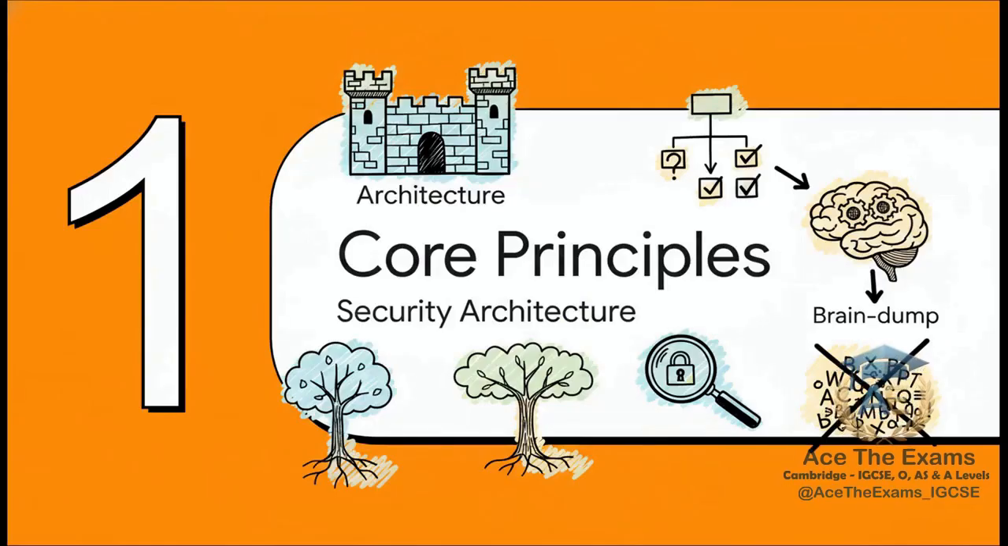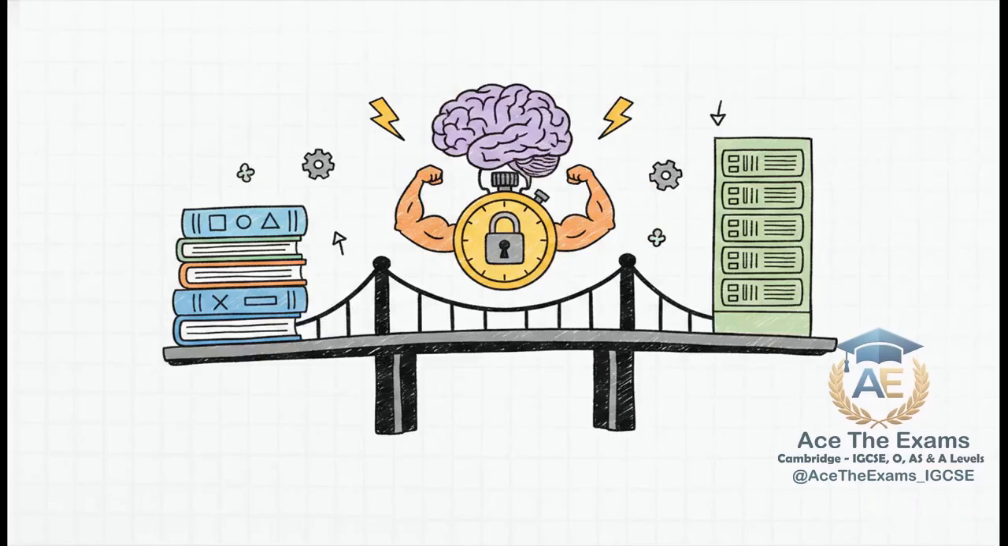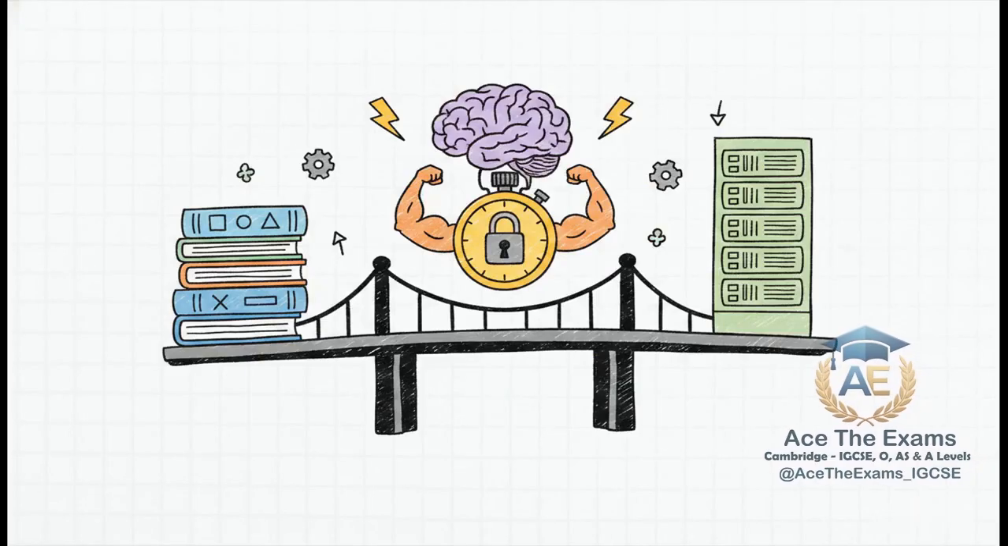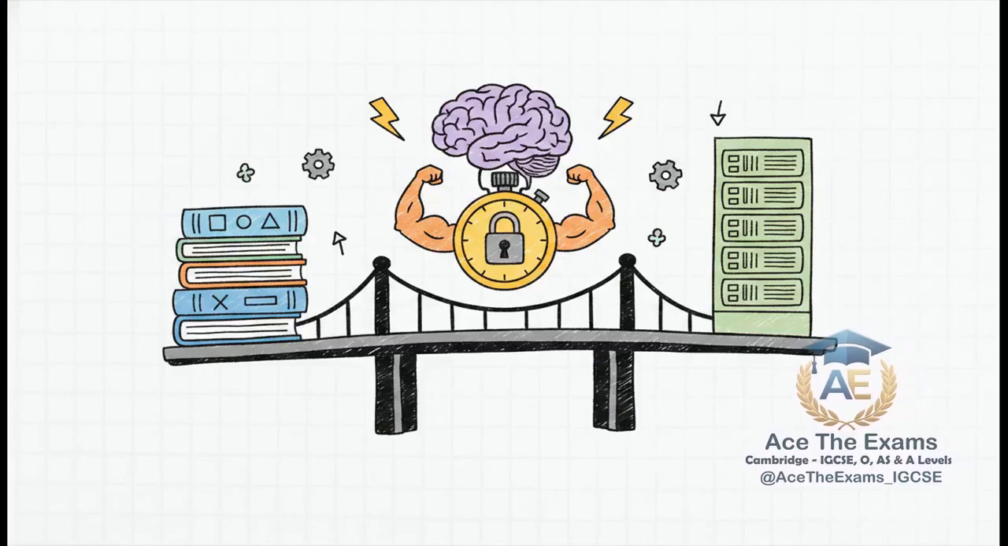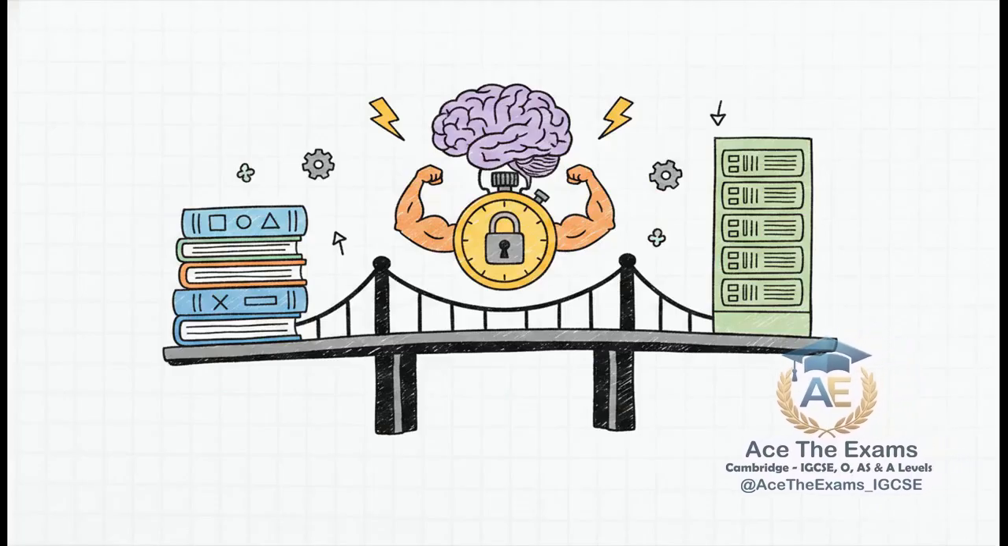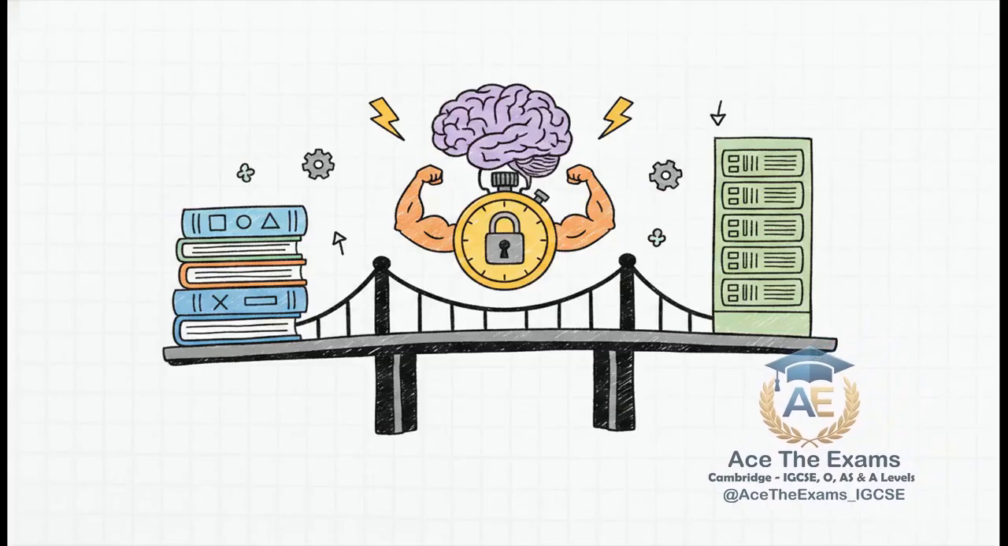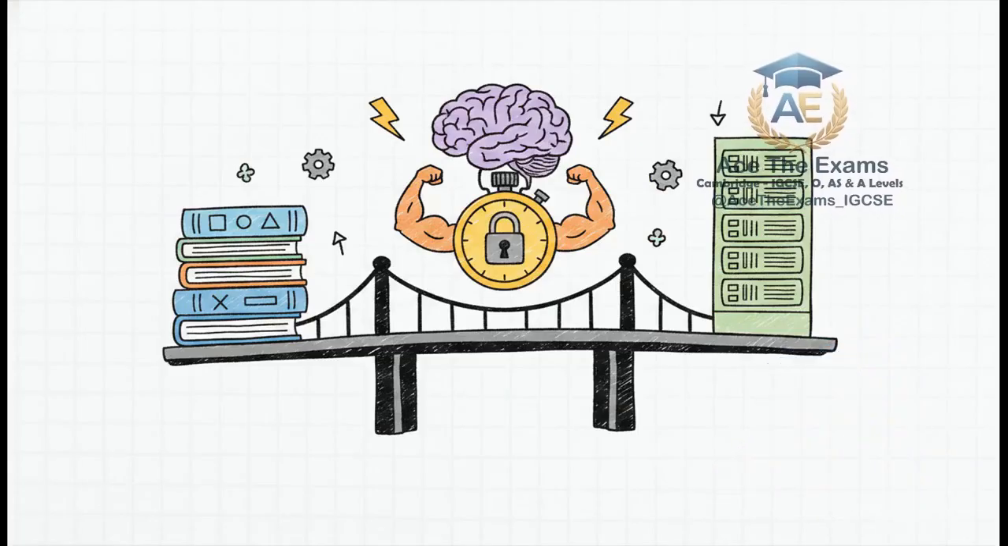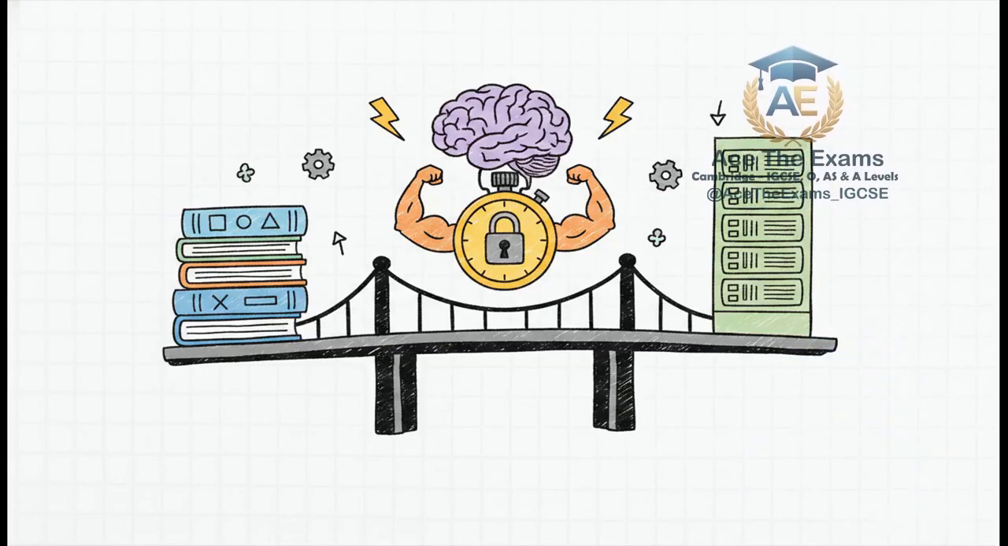Section 1. Core Principles. This is what we call the architecture of security. Let's transition into the theoretical foundations. The academic benchmarks for this syllabus explicitly require logical, structured reasoning. The examiners are not looking for Alex's fact vomit approach. The assessment framework heavily prioritizes analytical depth over superficial breadth.